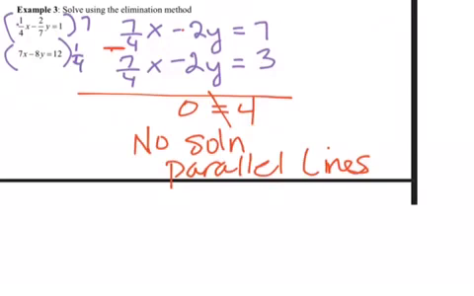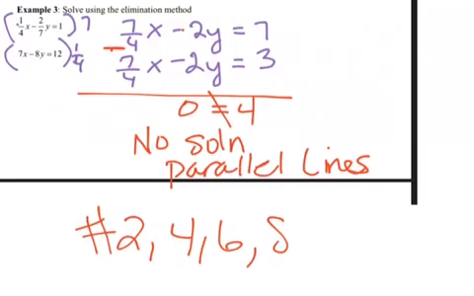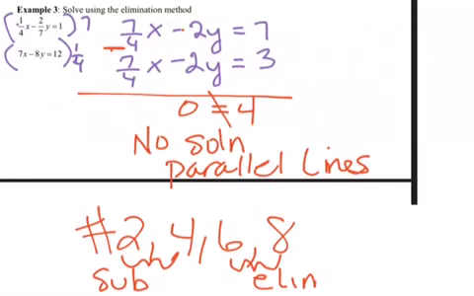So for class next time, I want you to do, on the last page you have 10 examples to try. I want you to do numbers 2, 4, 6, and 8. It does not specify which method to use, so what I want you to do is substitution for 2 and 4 and elimination for 6 and 8.